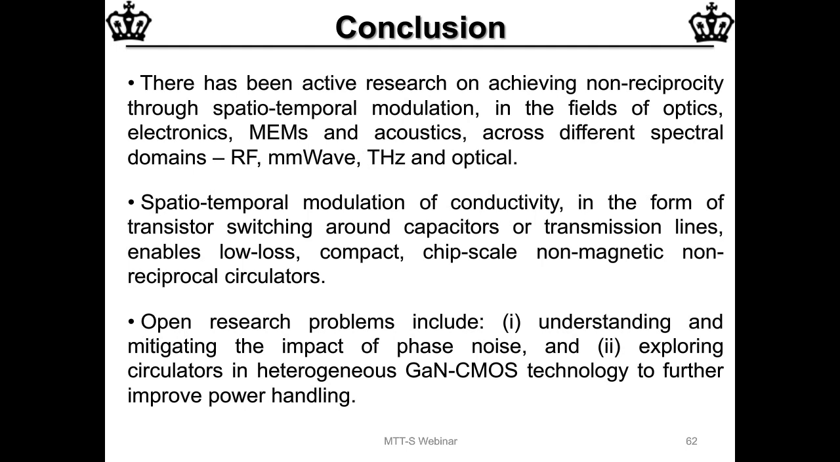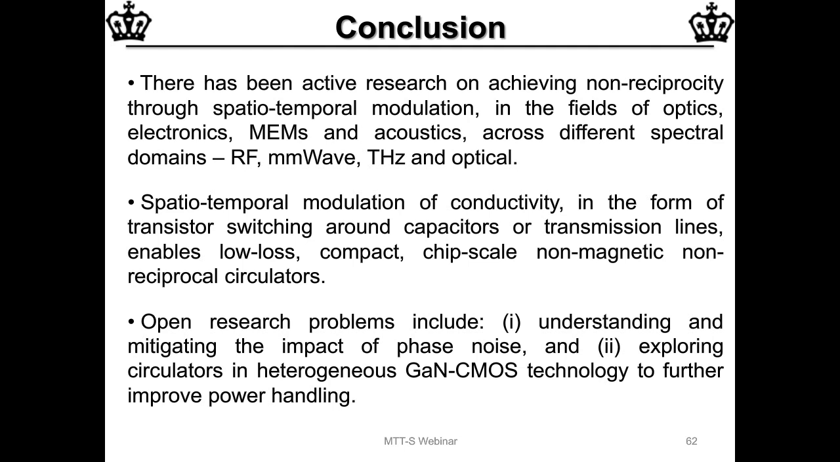Secondly, we've been able to reach watt-level power handling, but certainly there's an interest in getting to power levels of even tens of watts to be truly competitive with magnetic or ferrite circulators. And so to that end, we're looking at using more advanced or more exotic device technologies such as gallium nitride, which have a superior Johnson limit and a superior power handling to CMOS technologies.